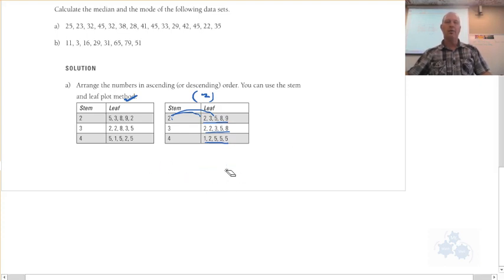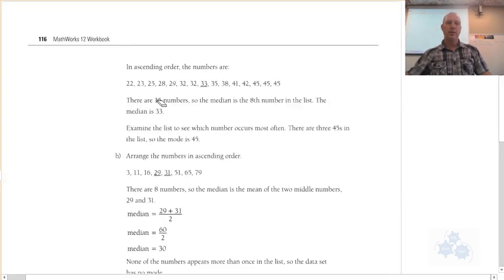So once you've got them in order, you have to do that first, and you've got them listed in order, now you look at how many numbers there are. In this case, there are 15 numbers. So you take a look at the 8th number, that's the very middle one. So this 33 would be the median.